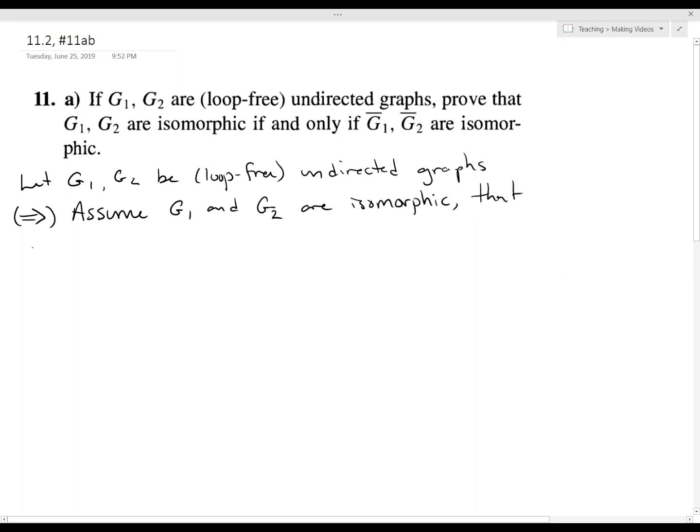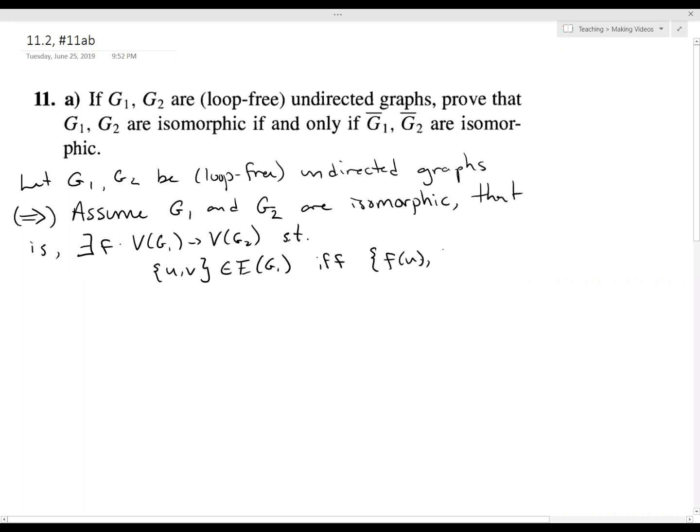So that is, there exists a function mapping V of G1 to V of G2 such that the edge UV is an edge in G1 if and only if the edge F of U, F of V is an edge of G2.